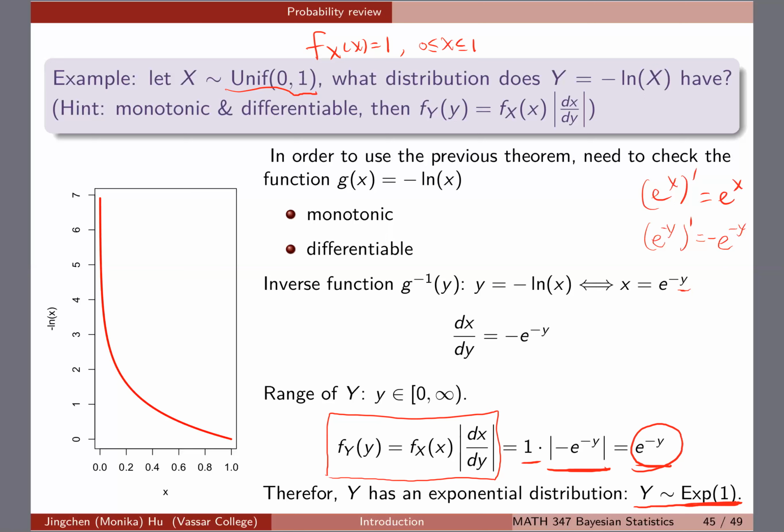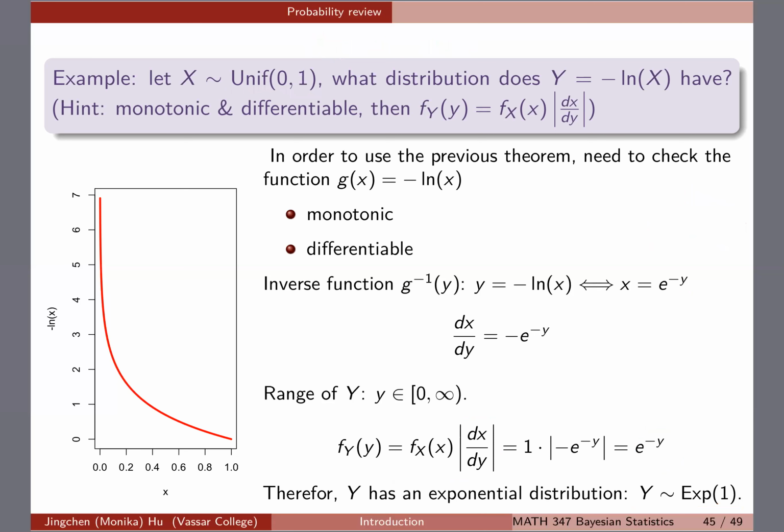So if you start with a uniform 0, 1 for x, and g of x is negative ln x, then your y is exponential 1. Okay? So make sure you feel comfortable with the technique. There is one homework question for you to practice, so hopefully you get more exercise along the way. During the semester, you will see at various places we apply this so that we know how to do transformation of variables. In particular, if we're curious about a function of a particular parameter and we care about the distribution of that, we can derive it based on this rule.